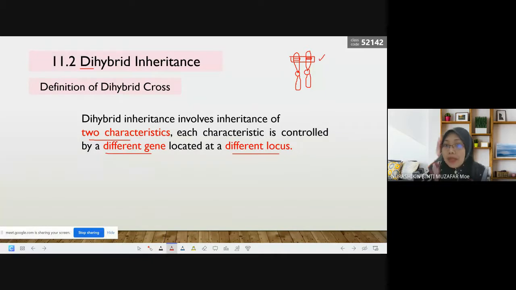Then there is one more characteristic from a different pair of alleles, so it comes from a different location. That's why today we are going to do the schematic diagram for dihybrid, meaning for two characteristics at the same time. So the gametes will be more numerous.